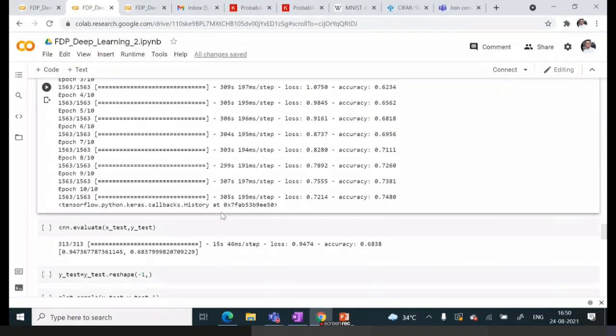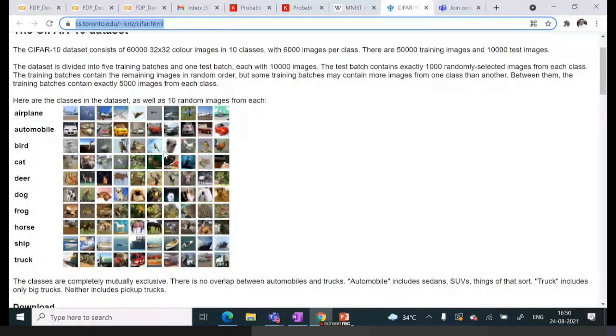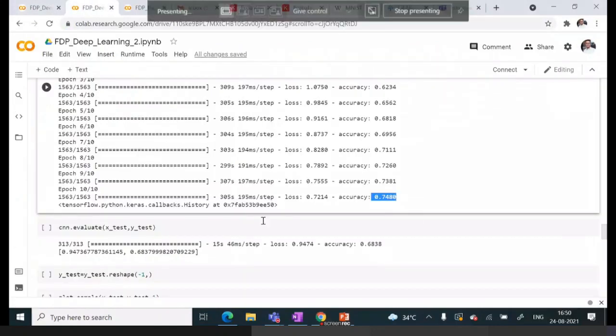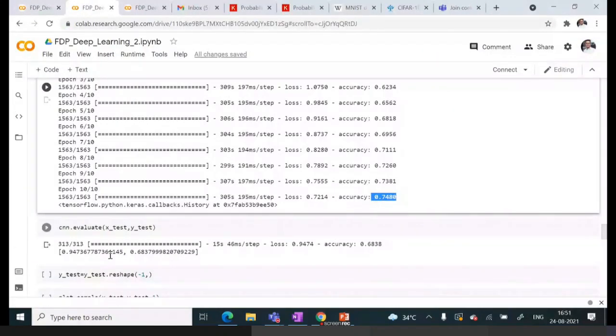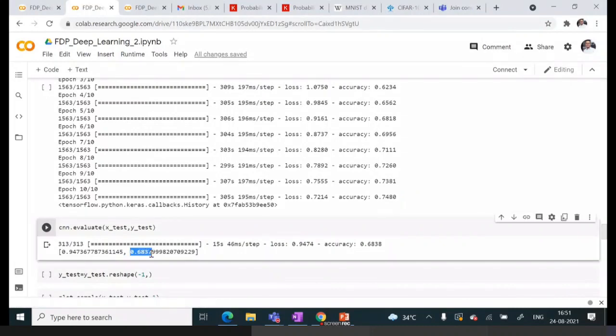And towards the end, after 10 epochs, you can see accuracy is 74%, which is good for this particular problem, because as I mentioned earlier, the images are very tiny, and for some images, even with human eyes, we won't be able to give correct answers. And we are improving drastically with the help of CNN. And with respect to test data, the accuracy is 68.37%.